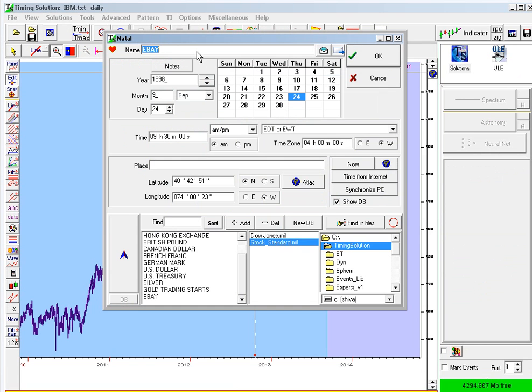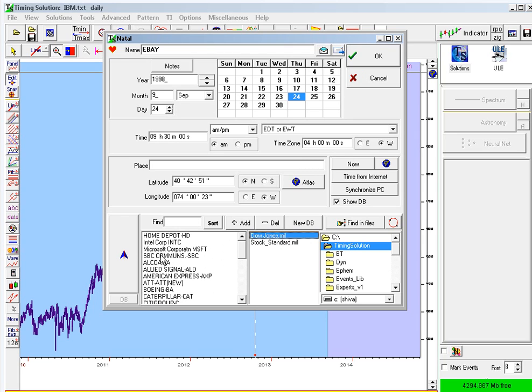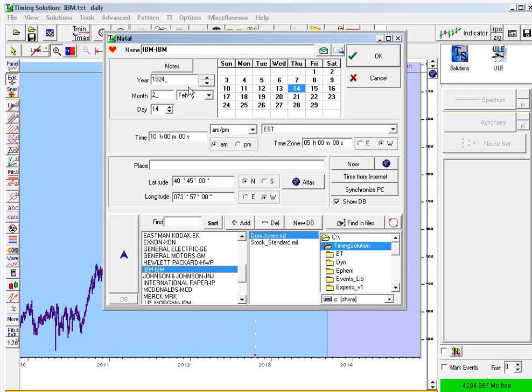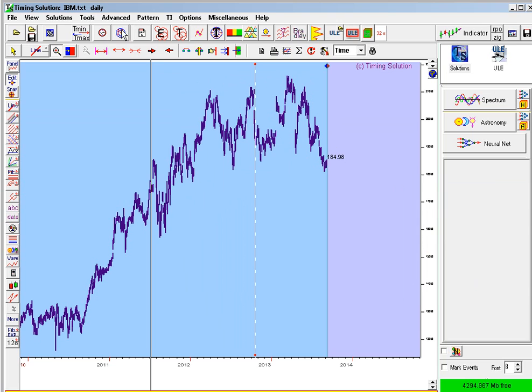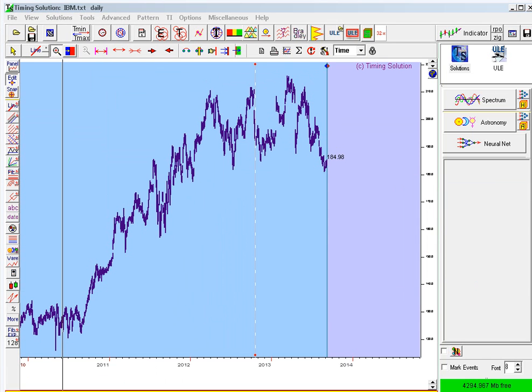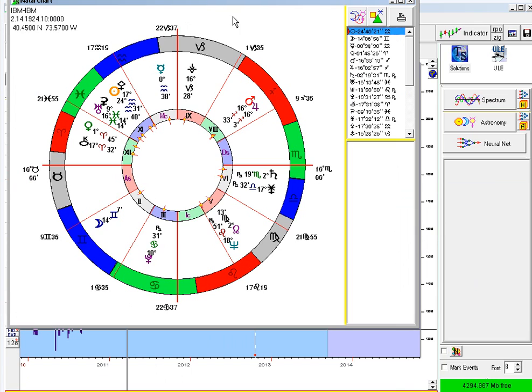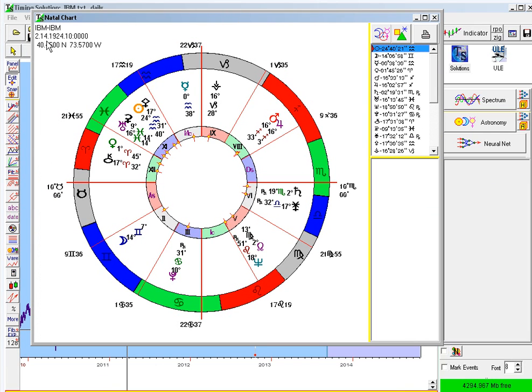Let's go to our first trade and select, it's in the Dow Jones over here, IBM, right there. February 2nd, 1924, back then the stock exchange opened at 10 a.m. Eastern Standard Time, New York City. Calc. Let's take a look at the natal. Oh, there it is. February 14th, 1924, 10 a.m., New York City.